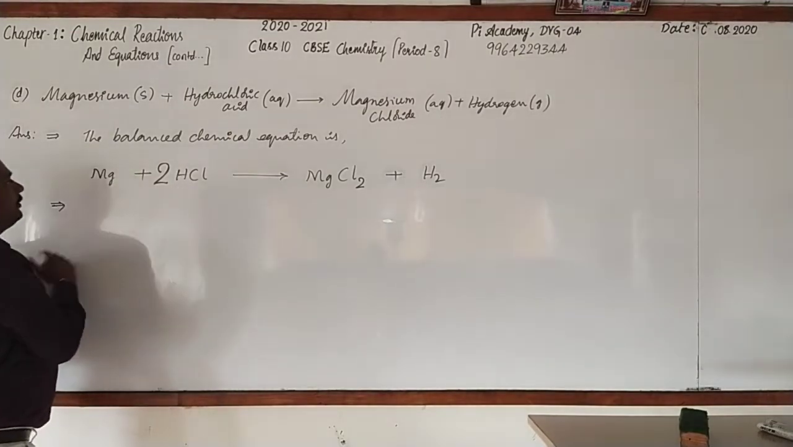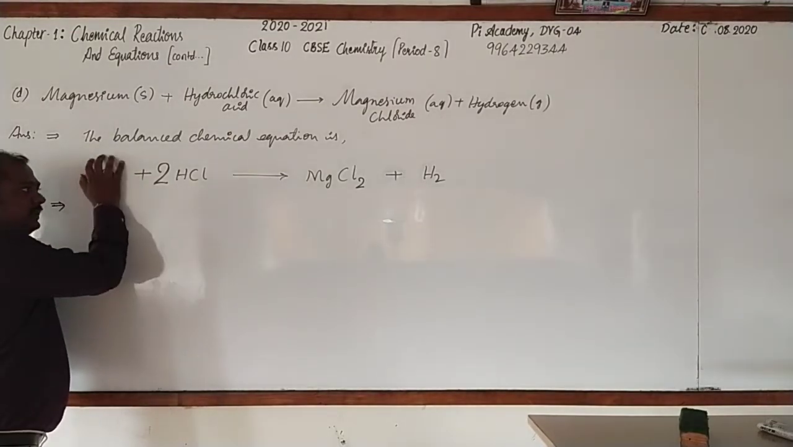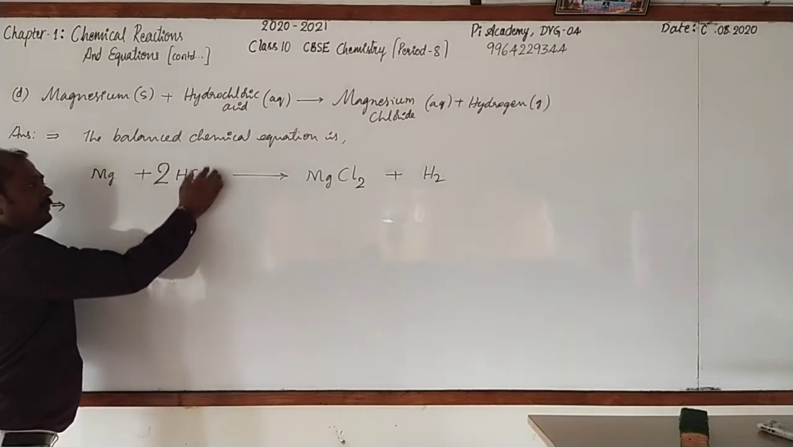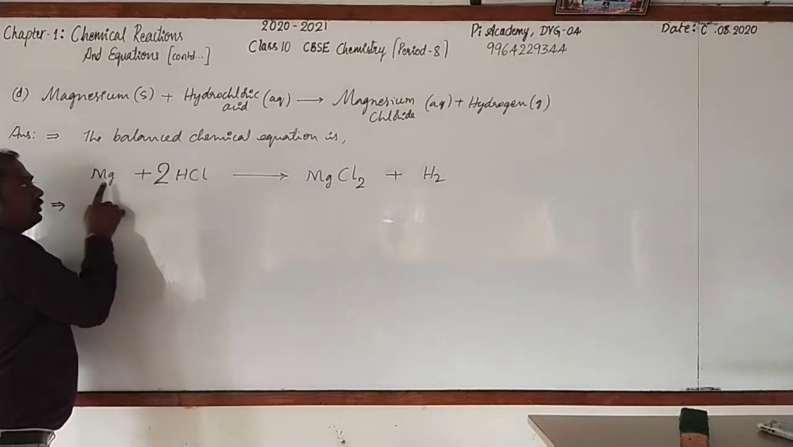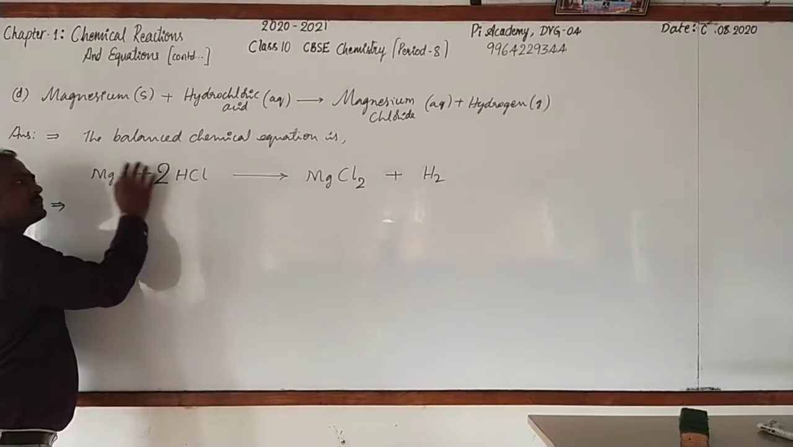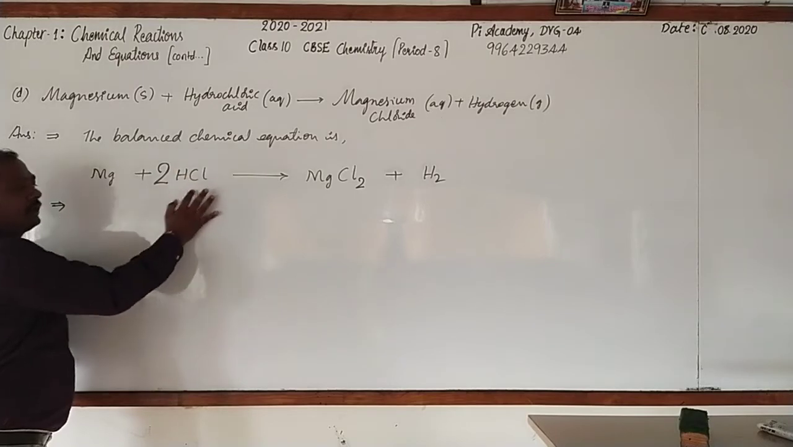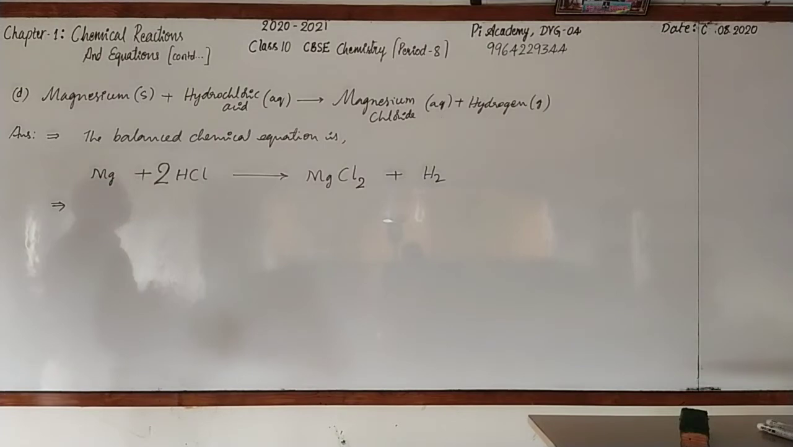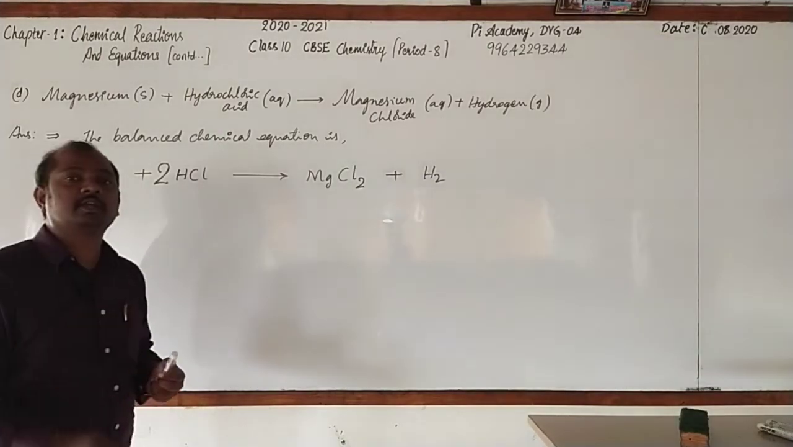Look here. Here magnesium element is there. Here hydrogen element and chlorine. You can come to know that magnesium is more reactive than hydrogen. Therefore it can displace hydrogen from hydrochloric acid to form magnesium chloride plus hydrogen. Did you understand? Now could you tell what type of chemical reaction it is?